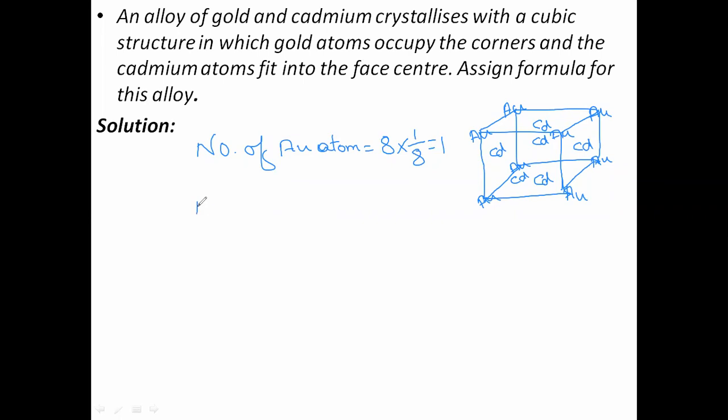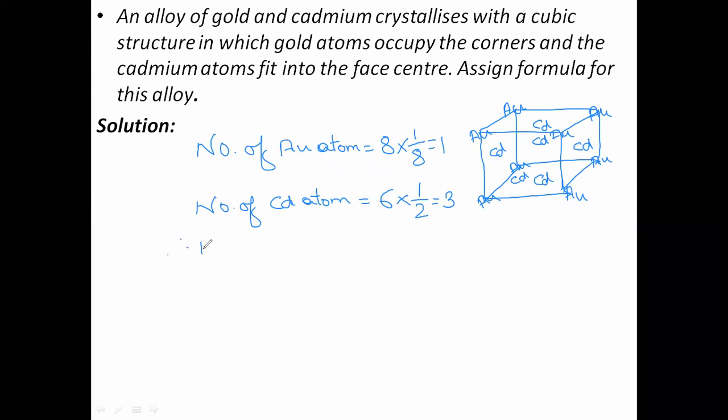Then the number of cadmium atoms will be equal to how many cadmium atoms you have? The number of cadmium atoms is 6 because there are 6 face centers, multiplied by the contribution of each atom in the face. It is half. Each atom in the face contributes half to the unit cell. So it will be 3, half of 6. So the number of cadmium atoms is 3 and the number of gold atoms is 1.